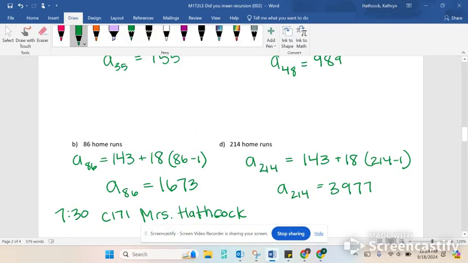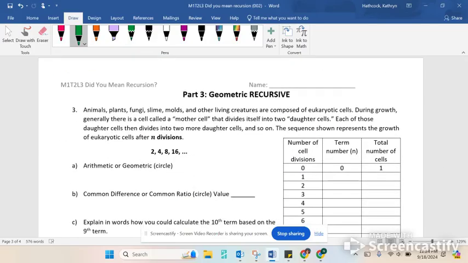Alrighty, we're back. Let's try page 2. Now we're looking at geometric formulas. If you remember from our foldable, if you don't have your notes out from yesterday, please get them out. They are super helpful. The geometric and arithmetic are two separate different formulas. Arithmetic is when you're adding, geometric is when you're multiplying.